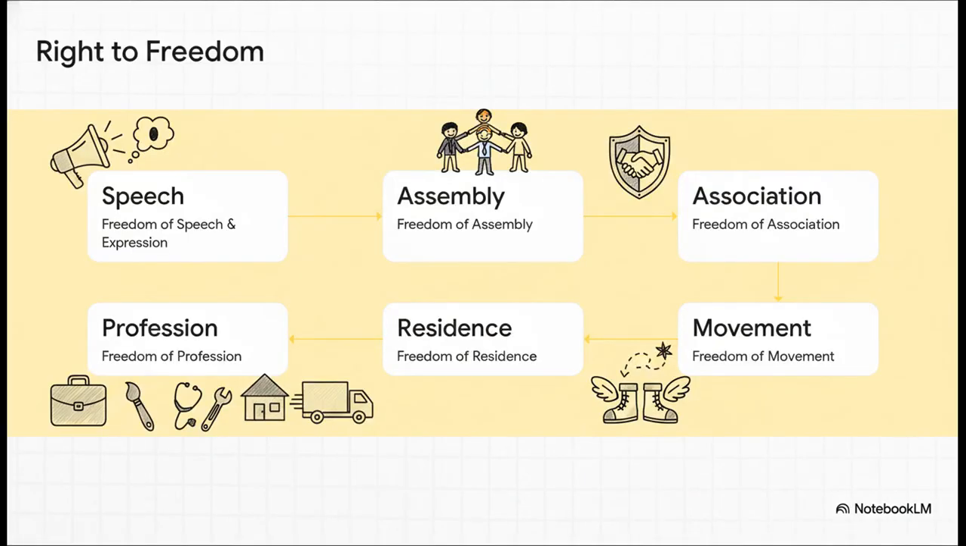Next on the list, we have the right to freedom, and Article 19 is really the heart and soul of it. You should think of these 6 freedoms as a kind of package deal for your personal liberty. It's your right to say what you think, to gather peacefully with others, to form groups or associations, to travel and live anywhere you want in the country, and to choose whatever job you want. This is the very essence of what it means to be free in a society.